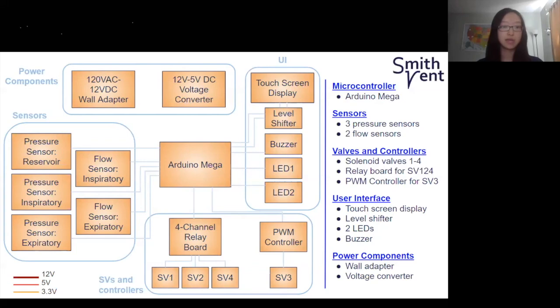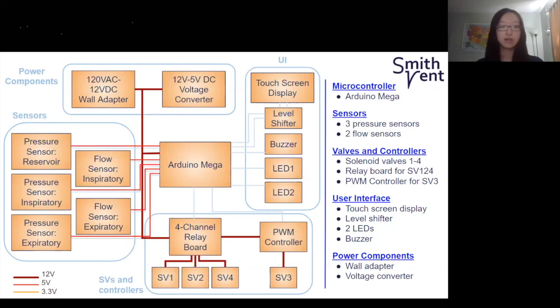In terms of power management, the whole system can be powered by a wall adapter, which converts 120-volt AC to 12-volt DC. The 12-volt supply powers a 5-volt voltage regulator, the Arduino Mega, and the valve controllers. The sensors are powered by 5 volts from the Arduino, as well as the buzzer and the LEDs. While the touchscreen is powered by a 5-volt regulator due to its high current that the Arduino can't supply. The level shifter, which converts logic signals, is powered by both 5 volts and 3.3 volts from the Arduino.